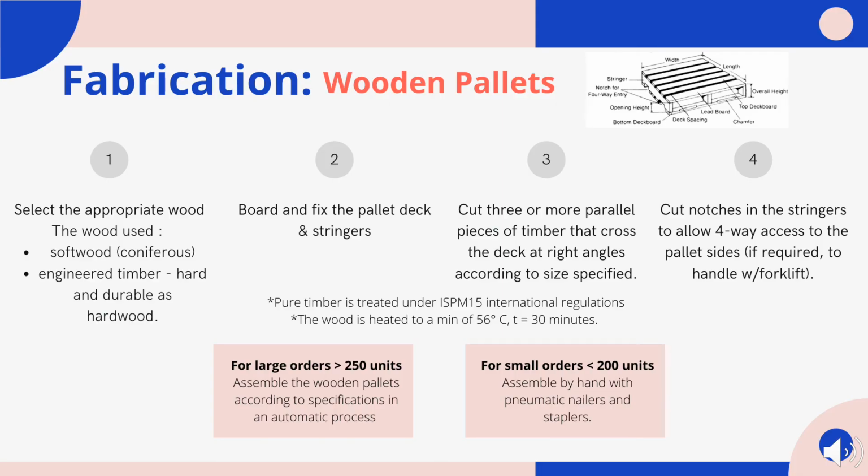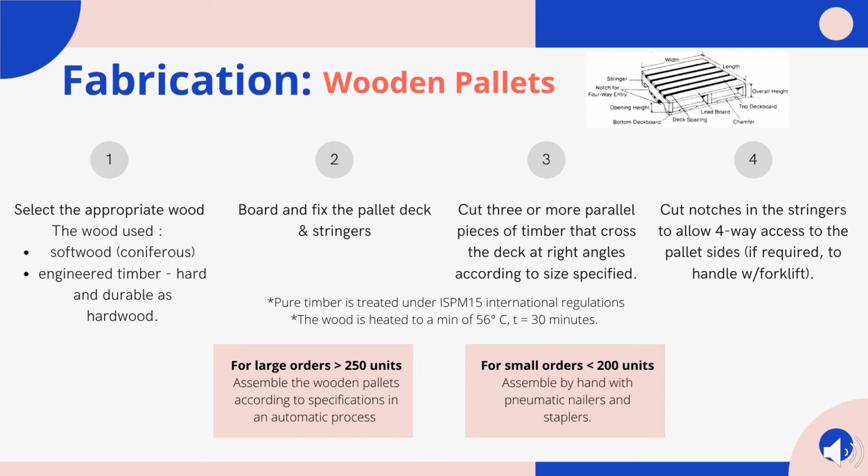And now it's time to talk about fabrication procedures of tertiary packaging. First of all, the manufacturing process of wooden pallets is to be discussed. First, we have to select the appropriate wood and then board and fix the pallet deck and stringers onto the surface, and 3 or more parallel pieces of timber that cross the pallet deck at the angle of 90 degrees should be cut according to the size specified. Additionally, some notches can be cut in the stringers in order to allow 2 or 4-way access to the pallet sides in order to handle it with different types of equipment.